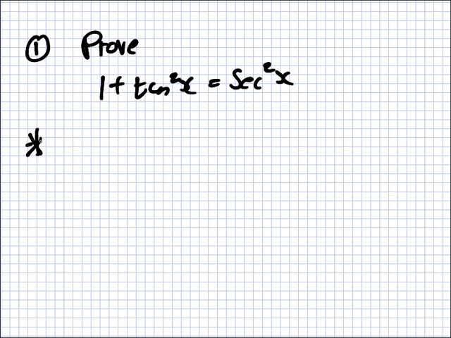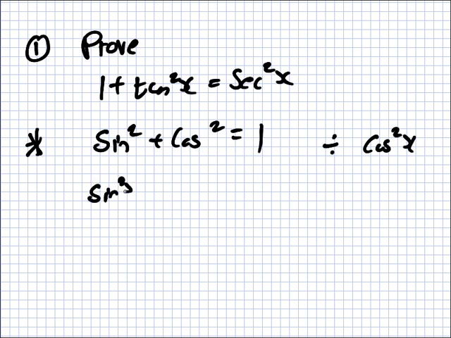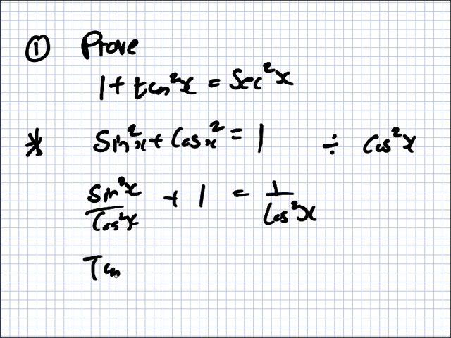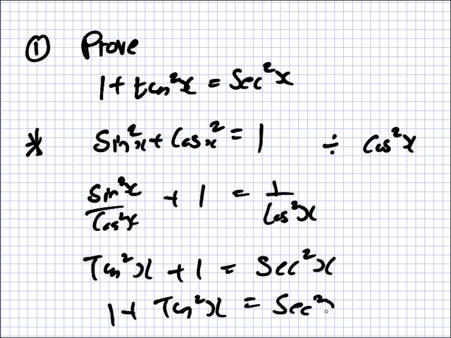What you could do is start with this rule: sine squared plus cos squared equals 1. Then you could divide by cos squared. So then you get sine squared over cos squared x plus 1 equals 1 over cos squared x. Sine squared over cos squared is tan squared x, plus 1. And 1 over cos is sec. So 1 plus tan squared x equals sec squared x. Okay, so I've proven that one. That's not too bad.